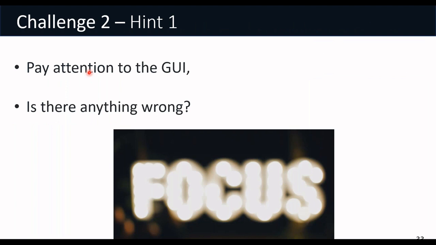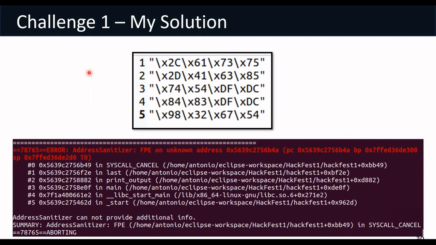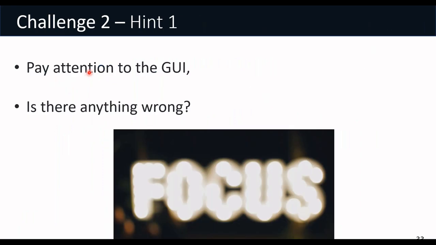Okay, let's go. That's the first hint. Pay attention to the AFL interface, I mean, look at the interface and ask yourself if there is anything wrong in the AFL interface. So first of all, you need to run AFL. All you need to do is to change Hackfest1 to Hackfest2, because in this case we are going to fuzz the Hackfest2 file, and before you can proceed in the same way. AFL GCC at first and then AFL fuzz is all you need. And that's it, the first hint.